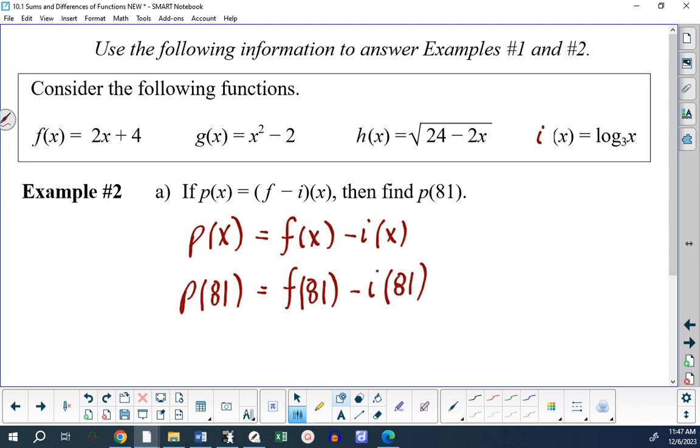In other words, you're going to find the two y coordinates and subtract them, but you're not really looking at a graph to do so. And I'm going to say to you that finding f of 81 is pretty trivial. You put 81 in, you double it and add 6 and get 168, I think, minus log base 3 of 81, which is 4. The answer is 164.